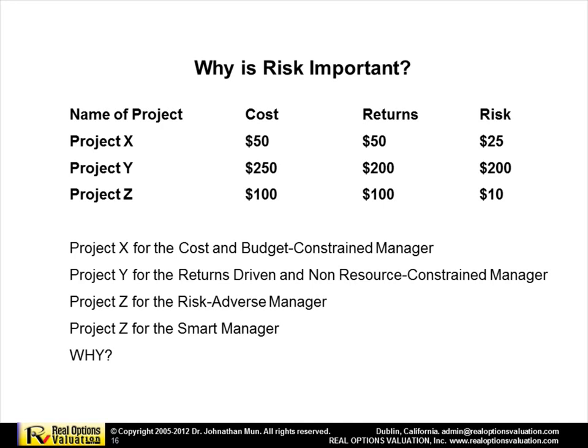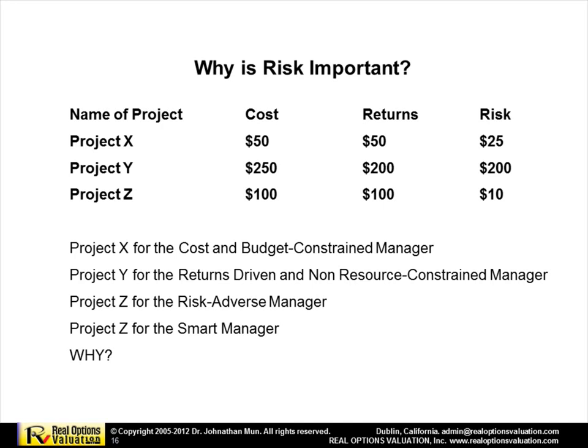If you have a budget-constrained manager, I just don't have enough money in my portfolio, I'll probably choose project X because NPV is positive, let's do it. If you're returns driven and not resource constrained, you have all the money in the world, you're the decision maker trying to increase returns and profits, you would jump in with project Y. If you're very close to retirement and a risk-averse manager, then chances are you will go with project Z with the lowest risk, because there are still returns and intermediate costs. So you have 3 types of managers, 3 different projects, 3 different decisions.